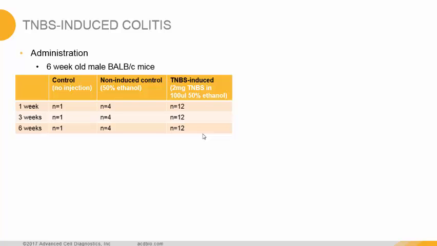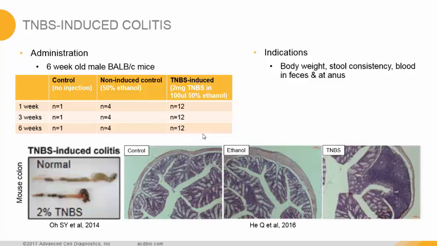To achieve this, we induced intestinal inflammation or colitis in mice using the chemical TNBS for 1 to 6 weeks. We also included 2 control groups, one that received no injection and another that received vehicle injection containing 50% ethanol. Indications of colitis included a reduction in body weight, changes in stool consistency, and blood in the feces and at the anus. Shown at the bottom are representative images depicting normal colon from control mice and inflamed colons from TNBS-induced mice, which contain large regions of inflammation.